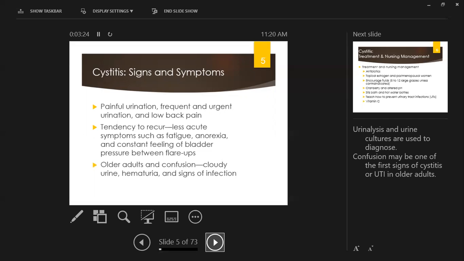Older adults and confusion. When older adults get a bladder infection or any UTI or urinary tract infection for that matter, they have cloudy urine. They may also have hematuria or blood in their urine and signs and symptoms of infection. But one thing that we see that's very different in the elderly population is that they have extreme and sudden confusion. In order to diagnose cystitis, we need to do a urinalysis and a urine culture to determine what bacteria has caused it and to confirm that we have, in fact, an infection. Confusion is one of those first signs of cystitis, remember, in your older adults.